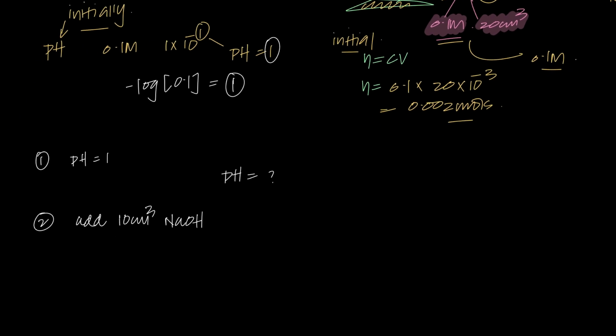Now the question is, how much? What would be the pH actually if 10 cm cube of NaOH is added? We all know that it would increase, but what would be the exact pH of the solution if 10 cm cube of NaOH is added?